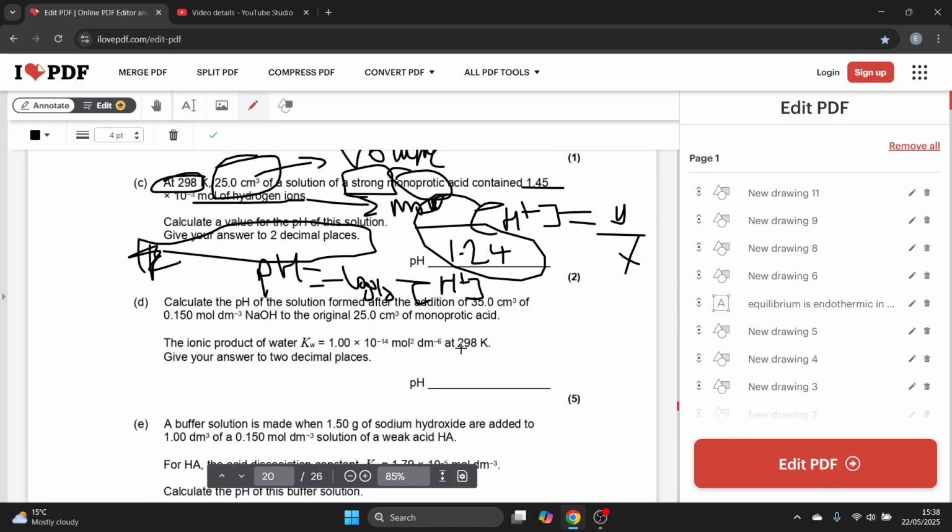Okay. Calculate pH of the solution formed after the addition of this much to the original 25 centimeters cubed nitric acid. So pH after you add this much to this much, the original this much.